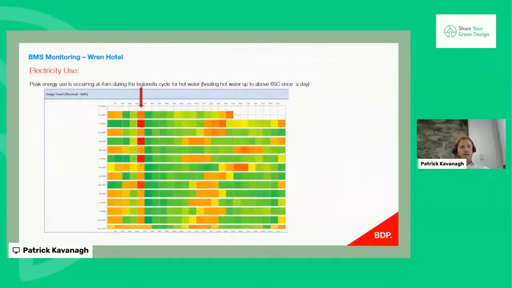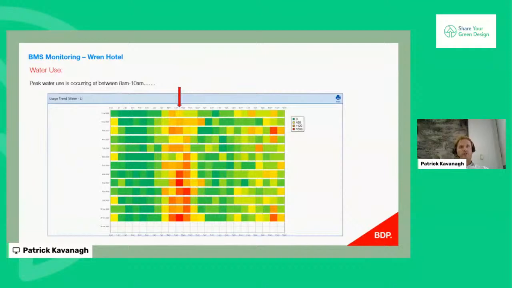So if you take the Ren Hotel, this is a typical trend graph that I'll get for a 2-week period, showing the dates on the left and hours of the day on the right. So that usage trend, the peak energy use for this particular hotel is actually occurring at 4 a.m. and that's, funnily enough, during the Legionella cycle for hot water. So heating the hot water up to above 65 degrees once a day to kill any Legionella risk.